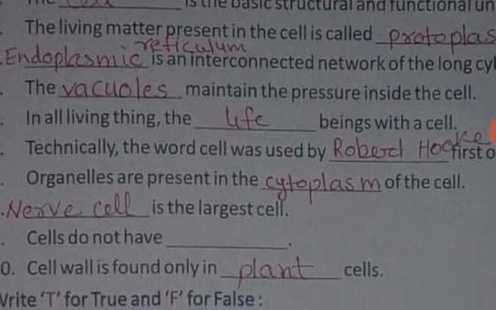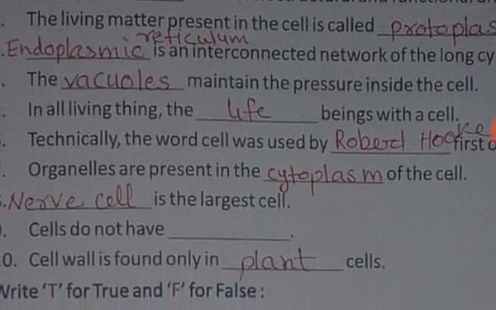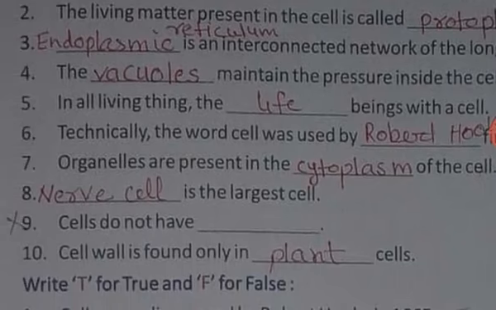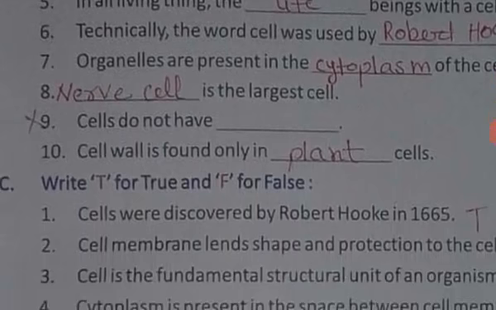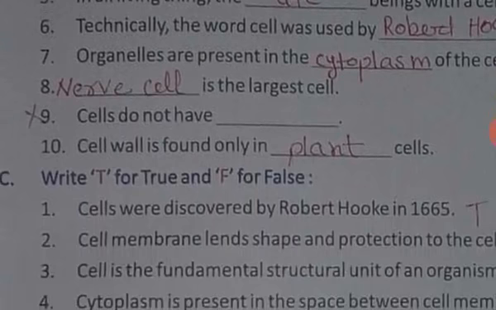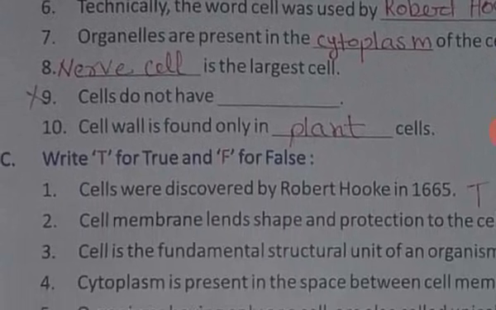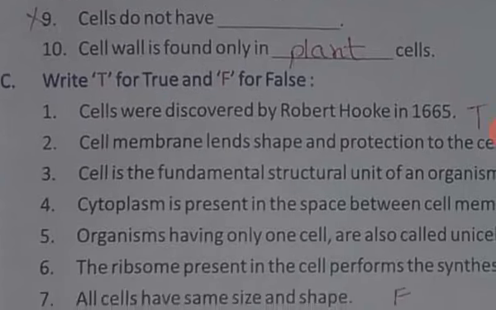Fill in the blanks. The cell is the basic structural and functional unit of life. Second is the living matter present in the cell is the protoplasm. And the third is endoplasmic reticulum is an interconnected network of all living cylindrical structures. And the fourth is the vacuole maintains the pressure inside the cell. And the fifth is in all the living things the life begins with a cell. And the sixth, technically the word cell was used by Robert Hooke first of all. And the seventh, organelles are present in the cytoplasm of the cell.